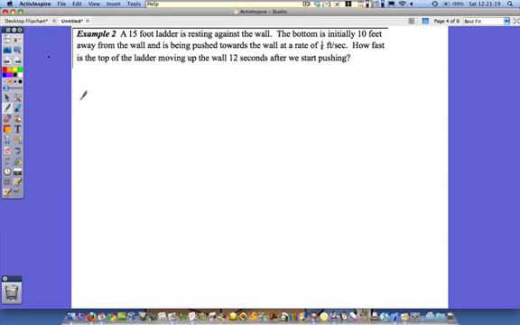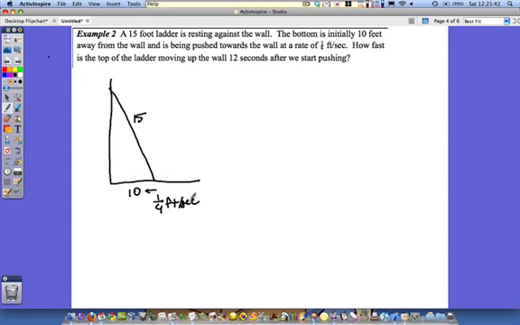The ladder problem is one similar to what we did in class, but I thought it might be useful for you to see it again. So we've got a 15-foot ladder resting against a wall. So the ladder is 15 feet. The bottom is initially 10 feet away from the wall and is being pushed toward the wall at a rate of 1/4 foot per second. How fast is the top of the ladder moving up the wall 12 seconds after we start pushing?